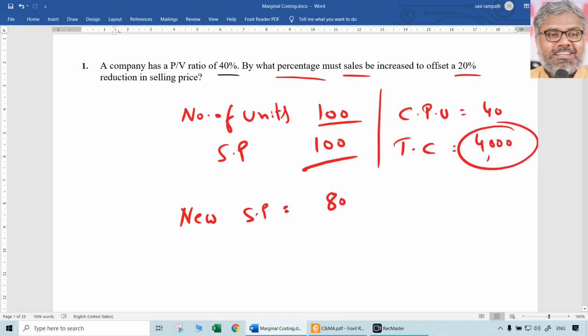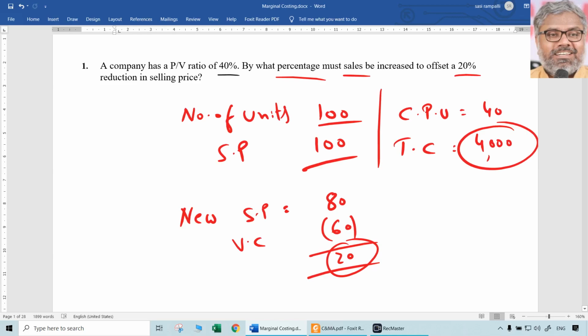So variable cost per unit earlier was how much? That was 60, because earlier contribution was 40. Contribution and variable cost, or PV ratio and variable cost to sales ratio, are complements to each other. We know that if 100 rupees is the selling price and contribution is 40, variable cost per unit would have been 60. That remains the same now, even if the selling price is reduced to 80. So variable cost is 60. That means new contribution per unit is 20.